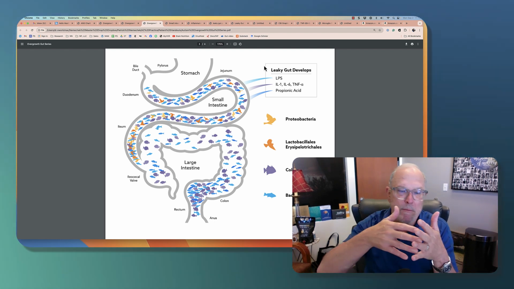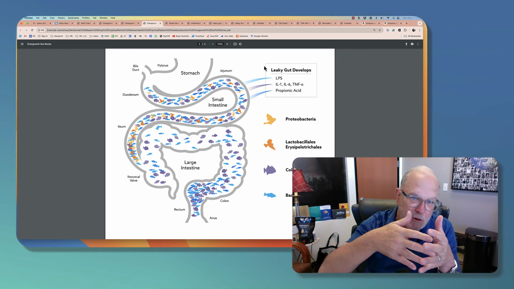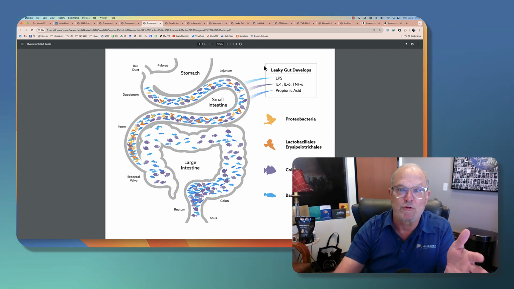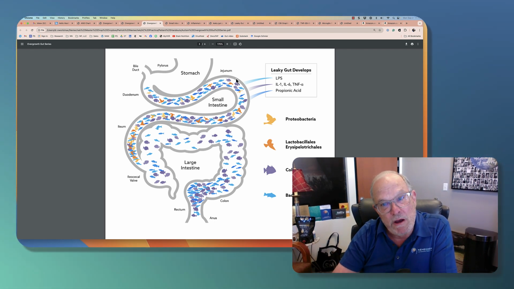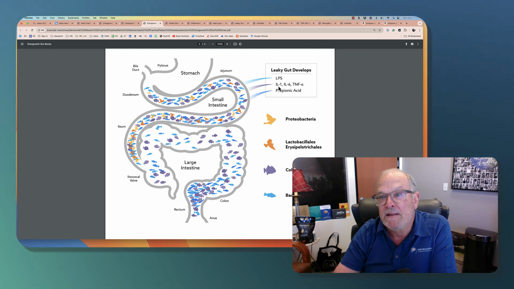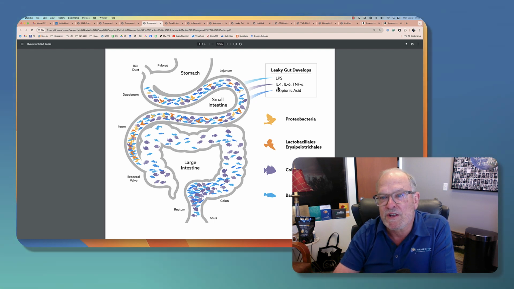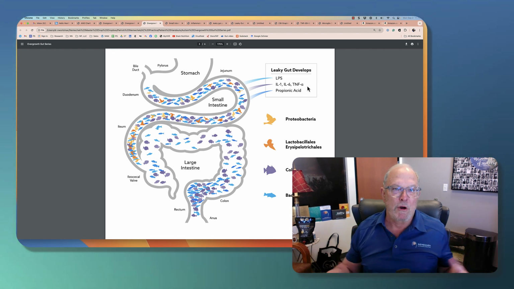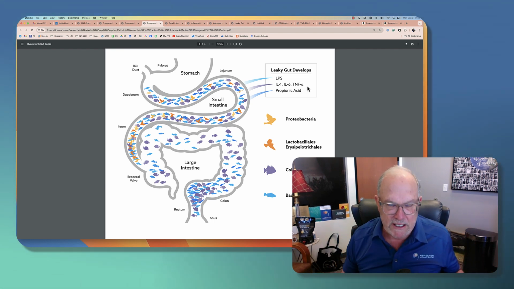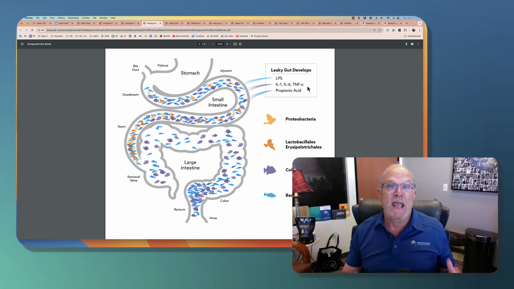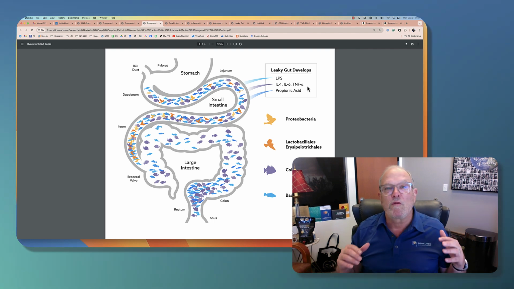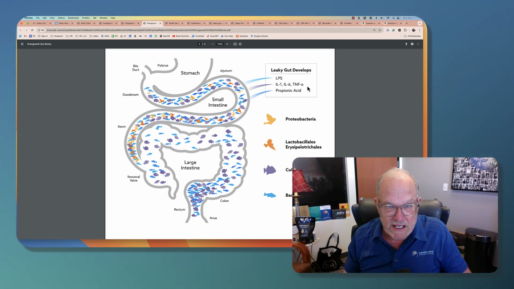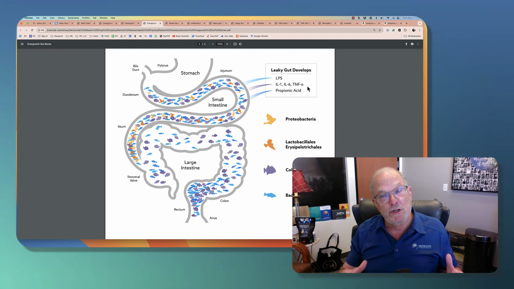That means permeating or going through the intestinal tract into the tissue out here. And these little symbols here are interleukin 1, interleukin 6, and tumor necrosis factor alpha. These are three of the major pro-inflammatory cytokines that get released when you have leaky gut. And it is hard to overstate how much inflammation gets released here, and I want to show you why.